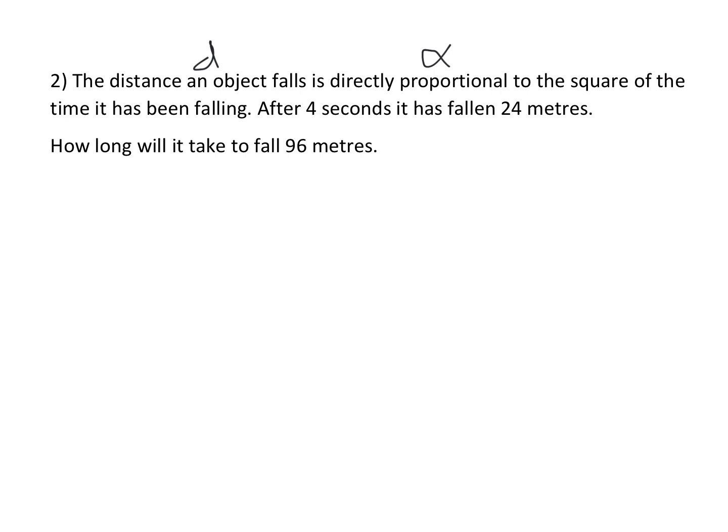So you'd have to get the time and square it. Let's write that down below. D is proportional to t squared. So the distance an object falls, d, is directly proportional to the square of the time it has been falling, so t squared. We're then told that after 4 seconds it's fallen 24 meters. How long will it take to fall 96 meters?